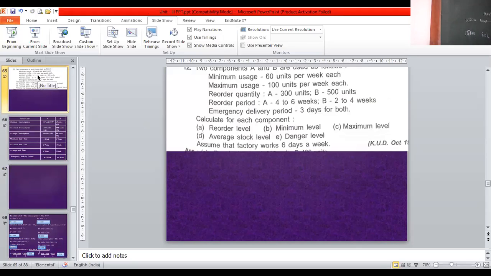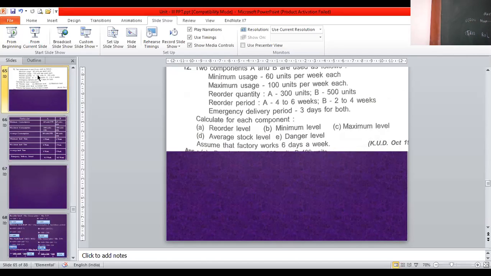What is the danger level for the minimum consumption into minimum delivery period? What is the minimum consumption? 60. Minimum delivery period, as per your table, what is it? 3 days is the minimum emergency delivery period. Emergency delivery period is 3 days. 3 days means how many weeks? 0.5. 0.5 is the emergency delivery period.